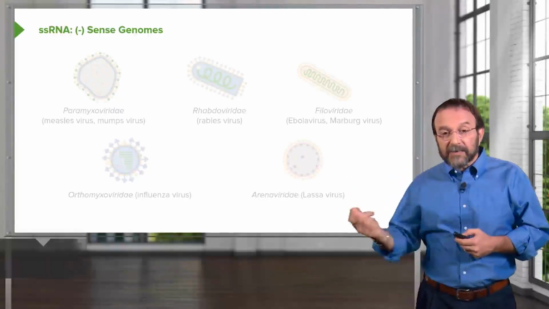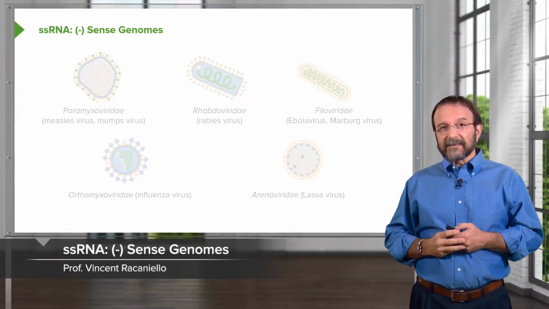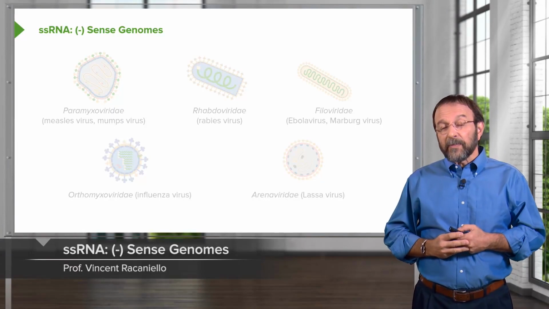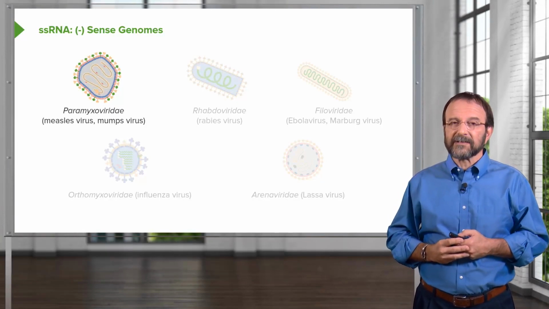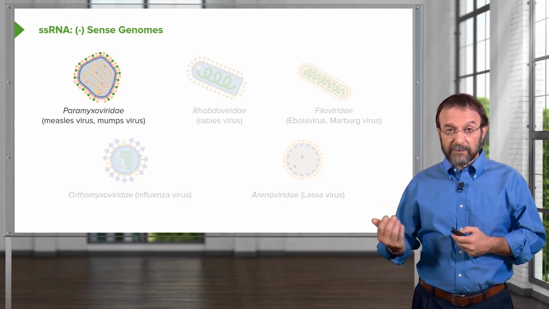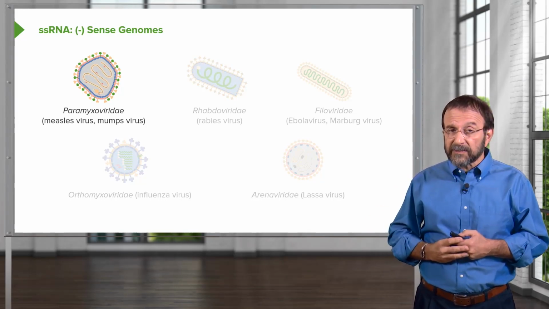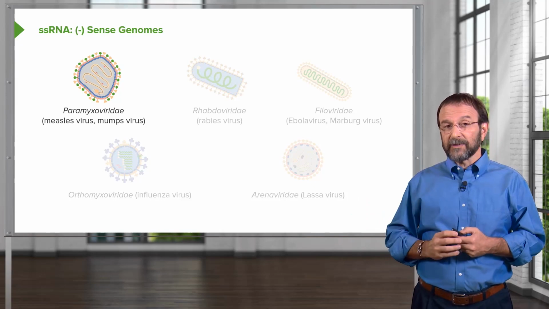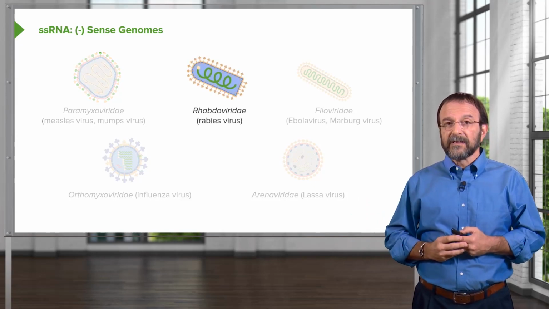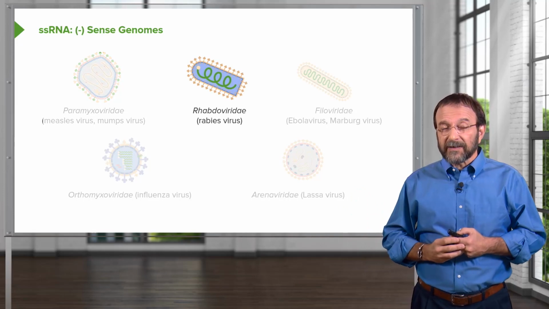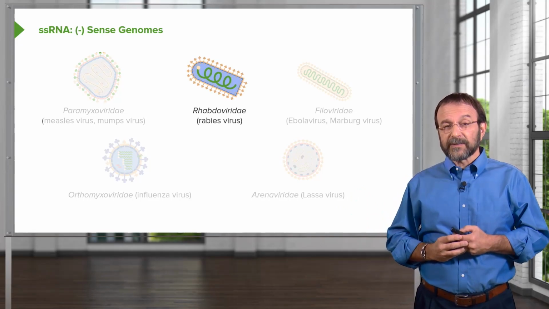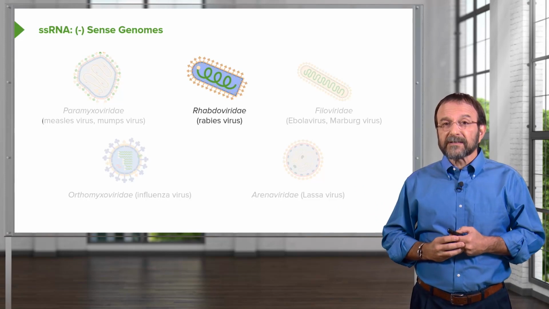Let's go to the minus polarity single-stranded RNAs. There are a number of important human viruses here. The paramyxoviruses, including measles virus and mumps virus, important childhood infections, completely controllable by vaccination. Rhabdoviridae, these contain rabies virus, the infection transmitted by rabid dogs.